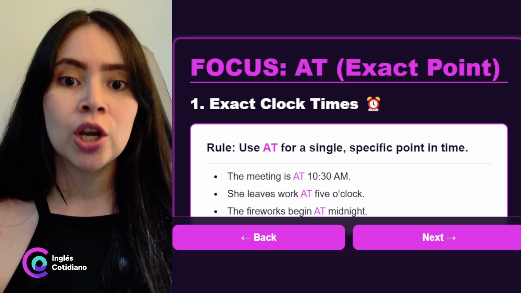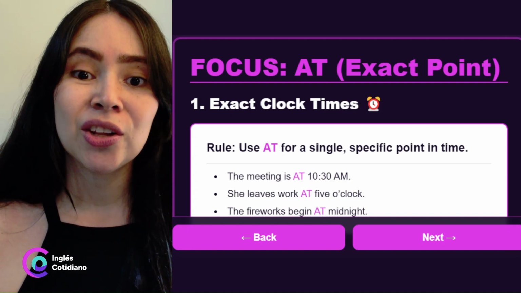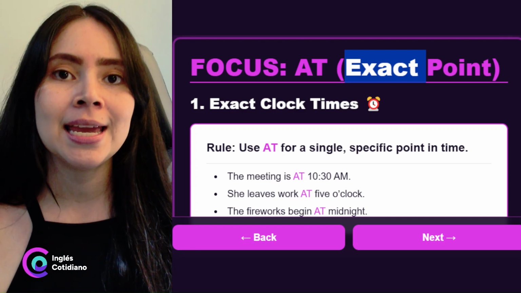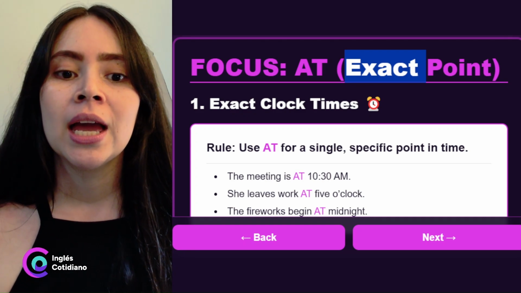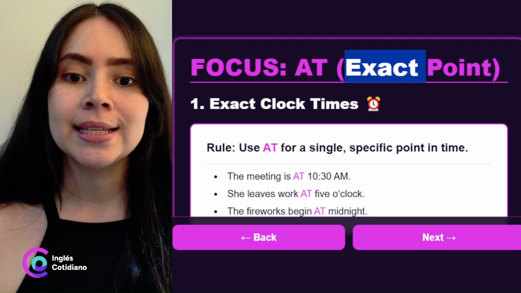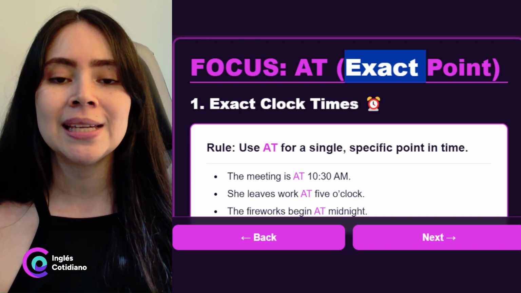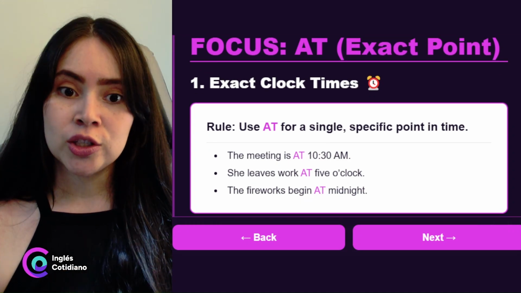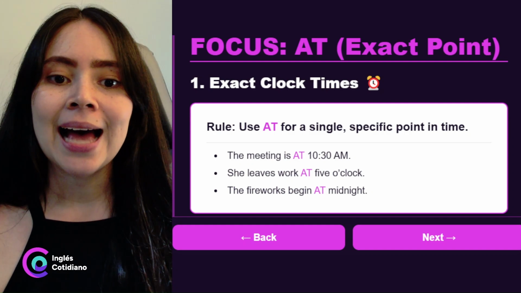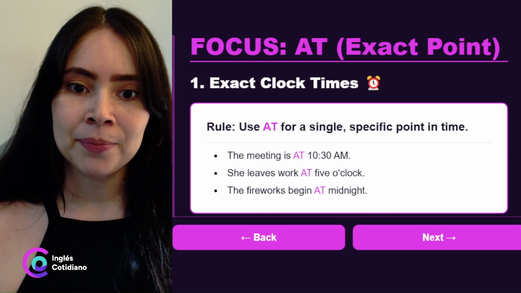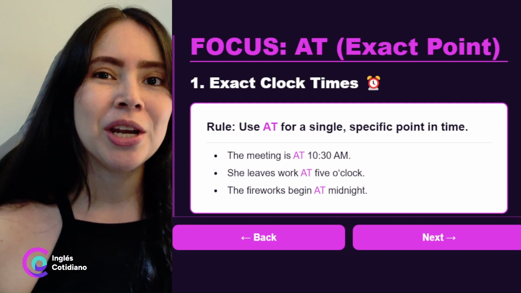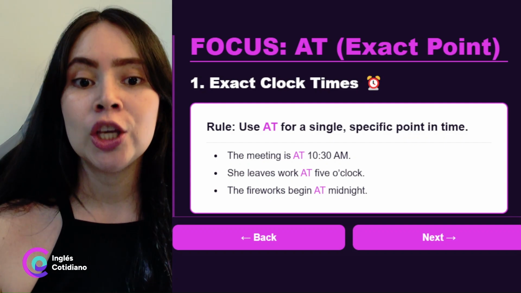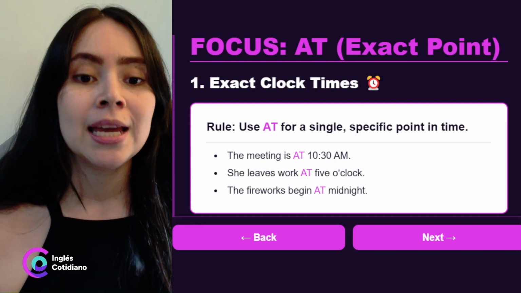We use this preposition when we mention vocabulary that refers to an exact point or exact time. For example, use at for a single specific point in time. Look at the examples we have here. First one, the meeting is at 10:30 a.m. So always when you mention the time of an action, you can use the preposition at.